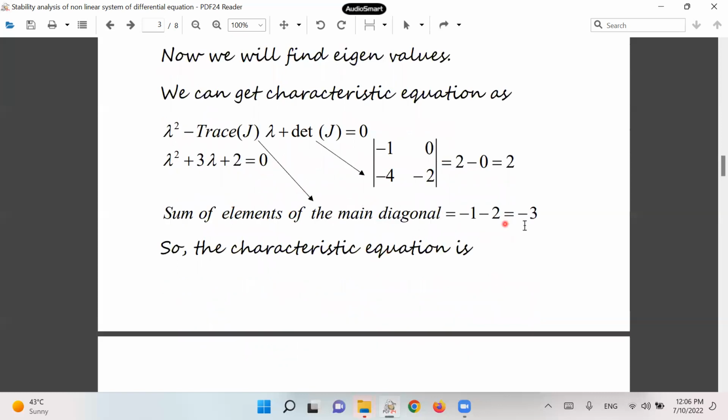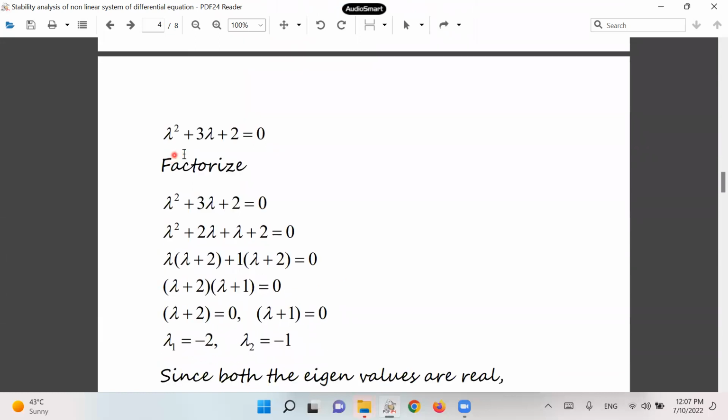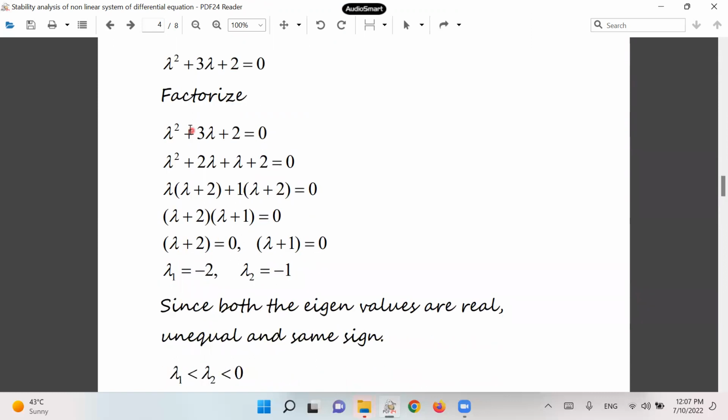Now we are going to substitute these values: minus trace of J, minus minus becomes 3 lambda, and the determinant of J value is 2. Lambda square is the same. Now the characteristic equation is lambda square plus 3 lambda plus 2 equals 0. Now we have to factorize them. Factorize means we make the factors and then put them equal to 0 separately. So we will get two eigenvalues: lambda 1 is minus 2 and lambda 2 is minus 1.